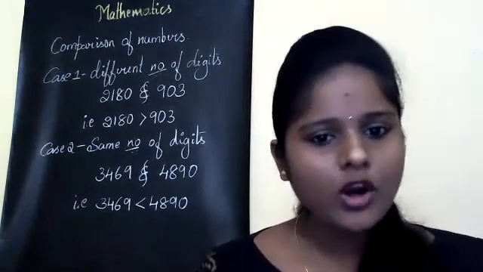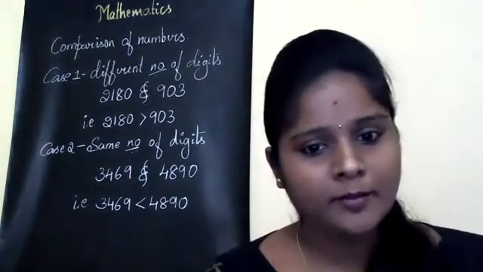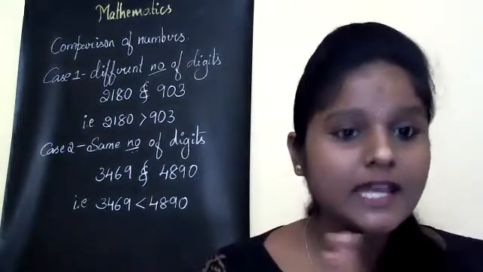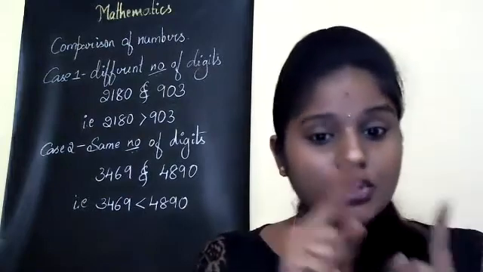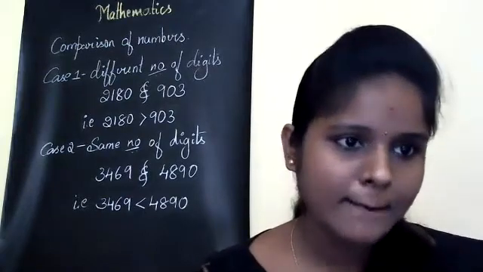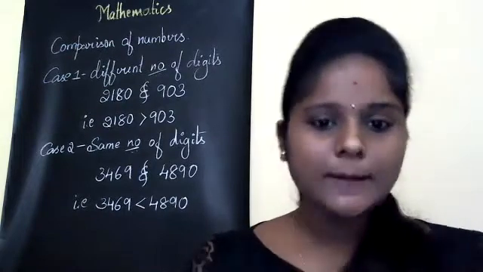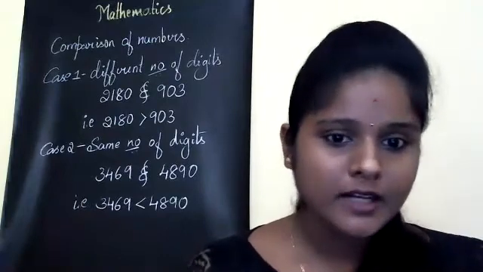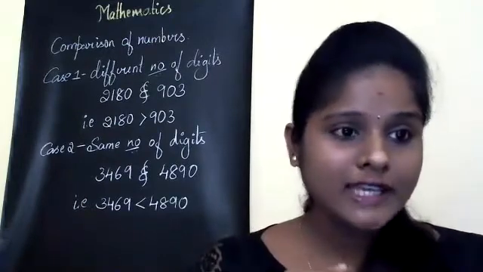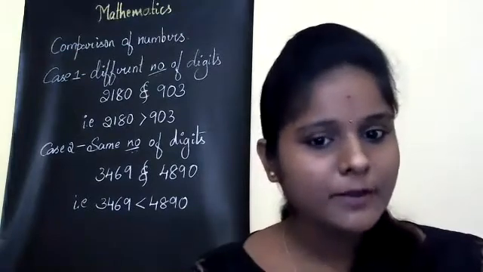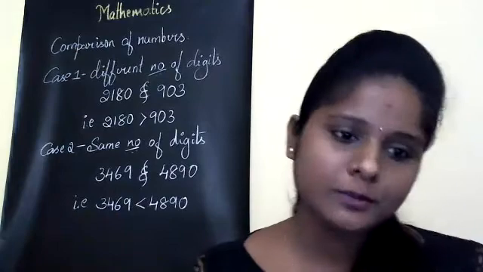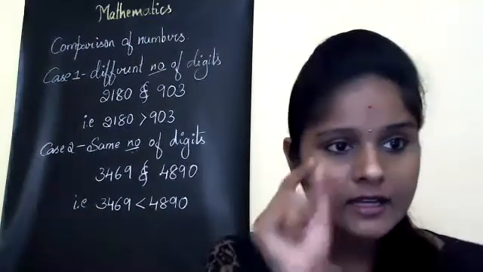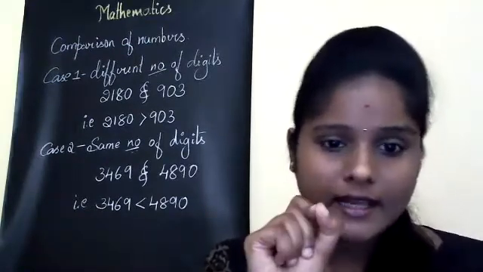What if the thousands place number is the same? Here also 3, there also 3, the same number in the thousands place. At that time, what do you have to do? You have to check the hundreds place number. If the hundreds place number is also the same, then check the tens place number. Like this, you check each place. If the tens place number is also the same, then check the ones place. If the ones place number is also the same, then those two numbers are equal. Two parallel lines, equal.